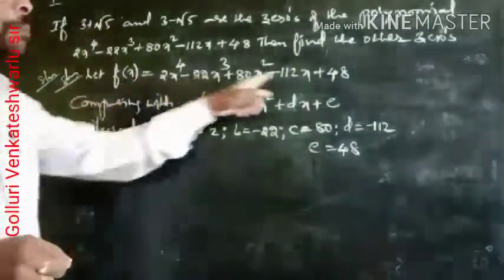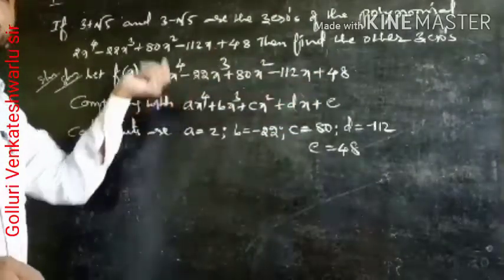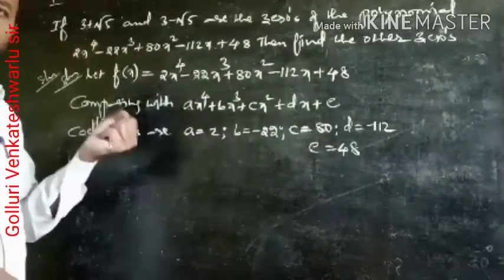The fourth degree polynomial which contains at most 4 number of zeros.